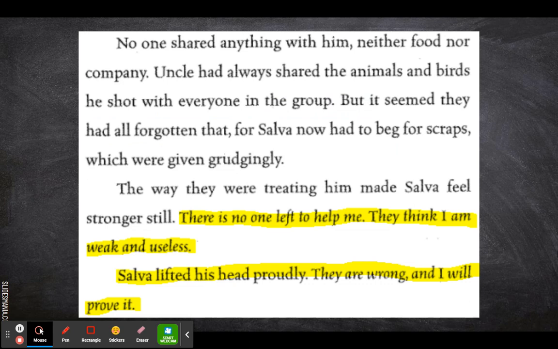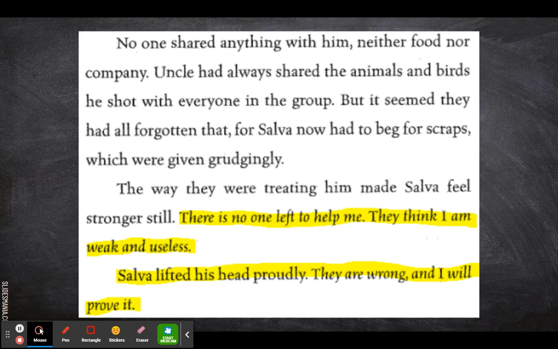Now, in the following chapter, right after his uncle has been tragically murdered, the other boys are not being kind to Salva. They're kind of disregarding him. And Salva thinks to himself, there's no one left to help me. They think I'm weak and useless. But then he lifts his head proudly. They're wrong, he thinks, and I'll prove it. This shows a character change.